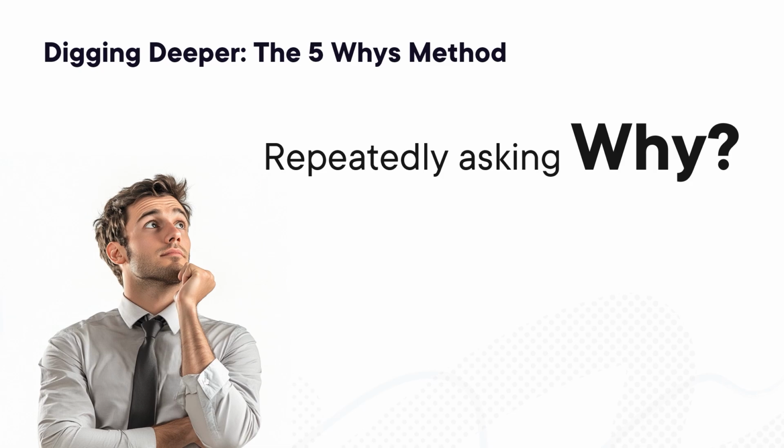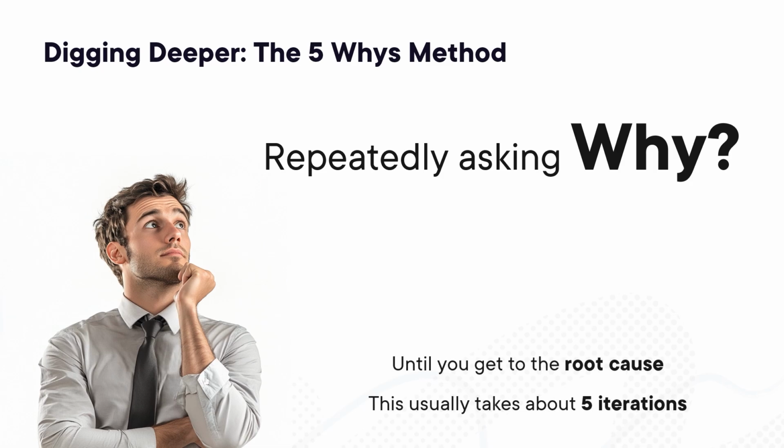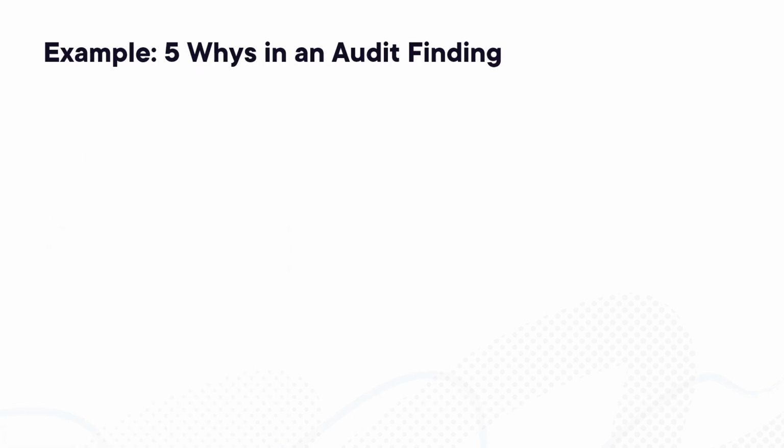Like most children, they constantly ask why, which really makes sense as part of the reason why they learn so quickly, because they naturally just drill down to understand something, not just how something happened, but why it happened. So typically it takes about 5 iterations to uncover the root cause, though of course this can vary depending upon the situation and upon complexity. But let's actually look at an example of 5 whys in an audit finding.